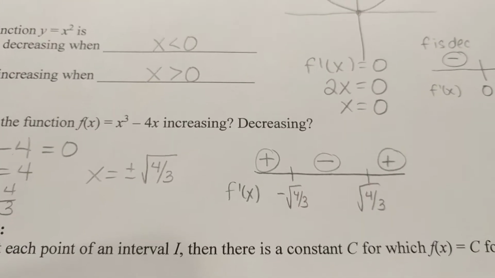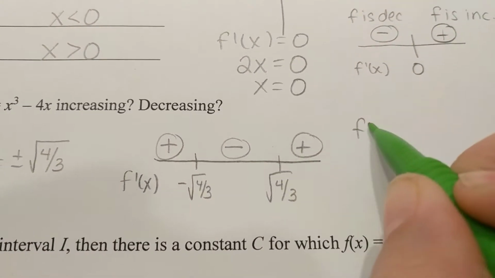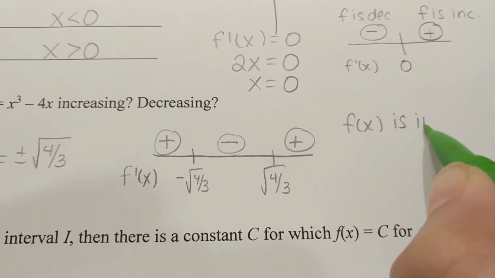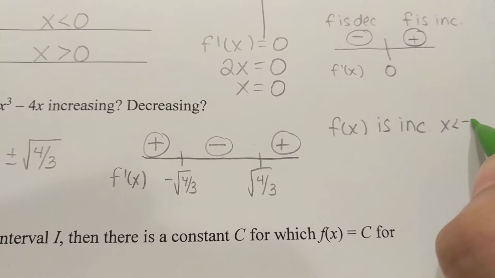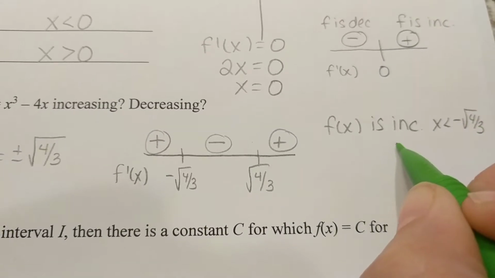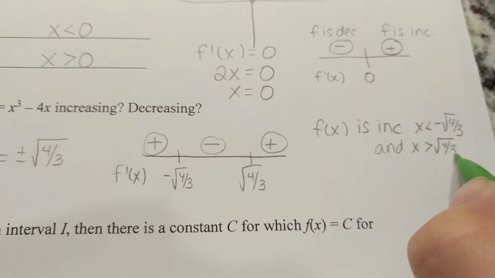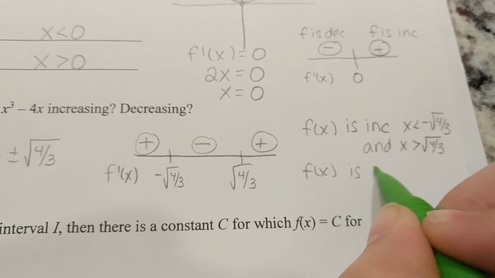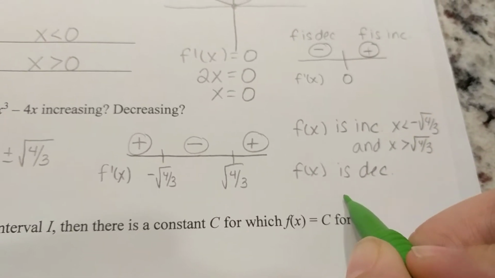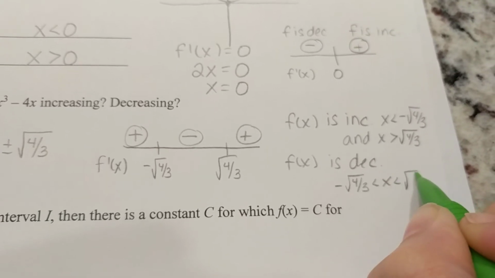So what that sign chart tells me is that f of x is increasing when x is less than negative square root of 4/3 and when x is greater than positive square root of 4/3. And we know f of x is decreasing between negative square root of 4/3 and square root of 4/3.